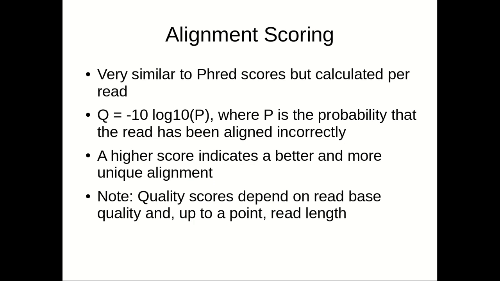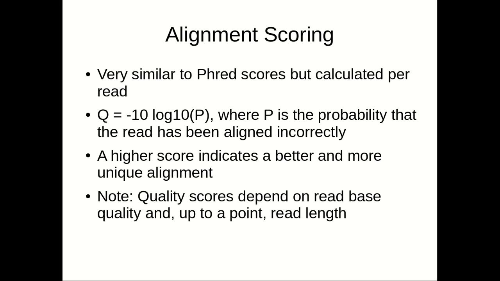So we need a way to quantify how good an alignment is and to score it so that we can basically rank different possibilities, compare, and say, in the end, how good our alignment is. This is actually quite similar to Phred scores, but we're calculating per read. So we take the probability the read has been aligned incorrectly, which is P.